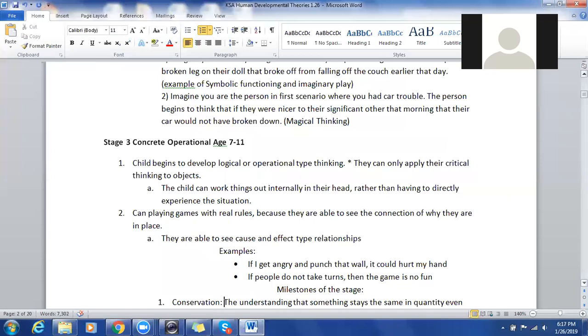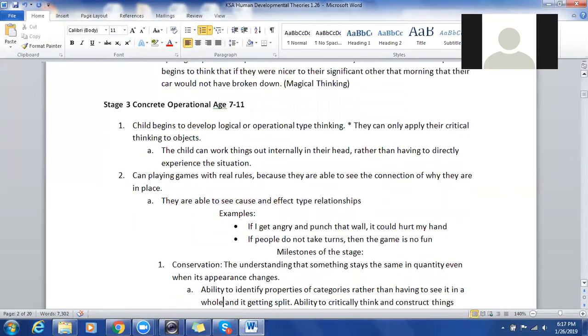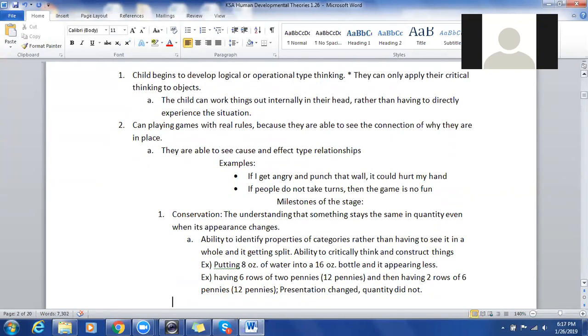So they start to have a cause and effect type of mentality, which helps them begin to play games with real rules because they can make a connection about why the rules are in place. An example of this is if I get angry and punch a wall, it could hurt my hand, so I'm not going to punch a wall.